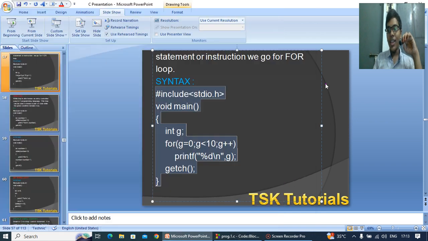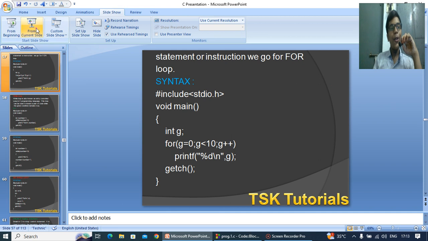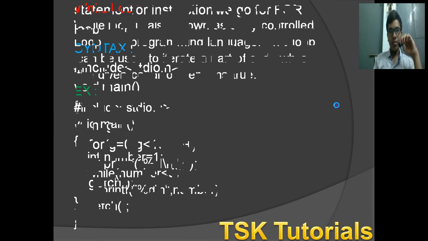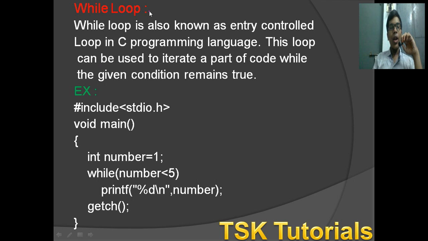Now let's check the next kind of loop, which is the while loop. Let's go for the while loop. What is a while loop? The while loop also comes under entry control loops in C programming. This loop can be used to iterate a part of code while the given condition remains true.